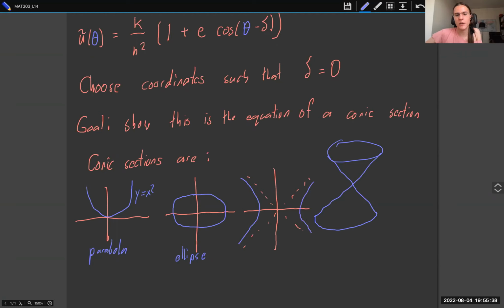And the prototypical equation of an ellipse is (x/a)^2 + (y/b)^2 = 1. And the prototypical equation of a hyperbola is (x/a)^2 - (y/b)^2 = 1. And of course, all of these can be rotated around, made off center, translated in various ways. But these are what the conic sections look like.